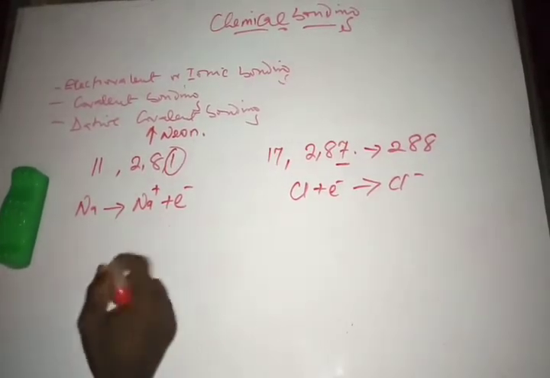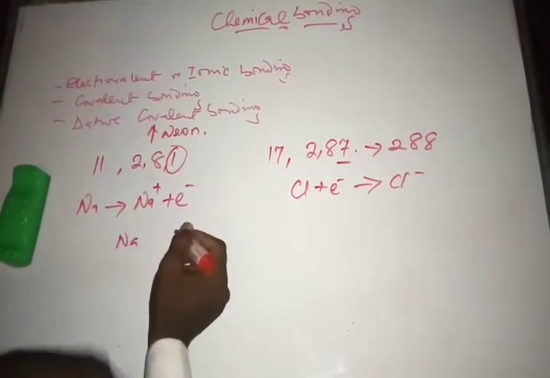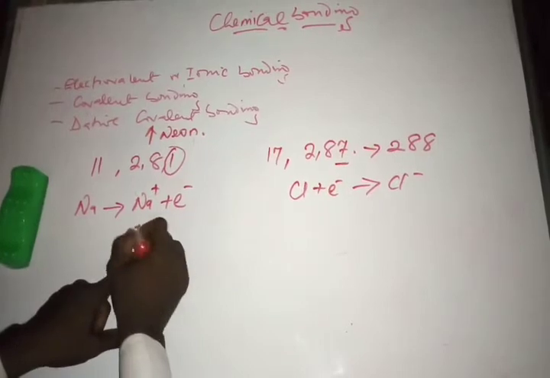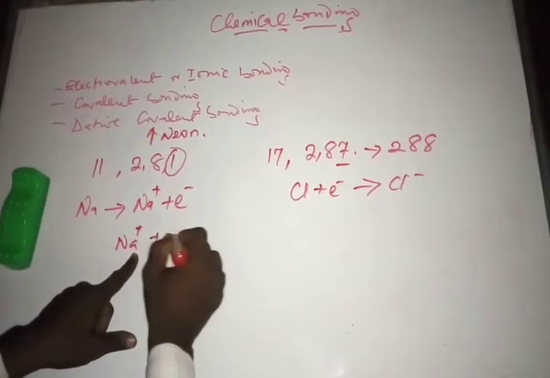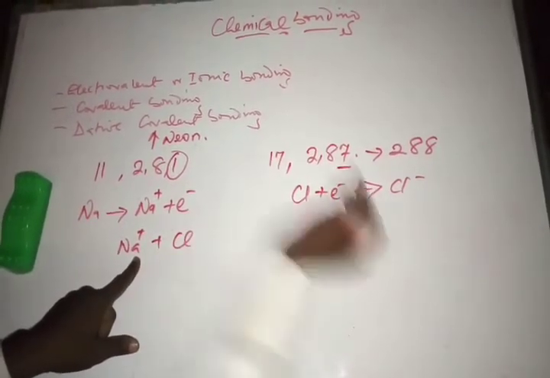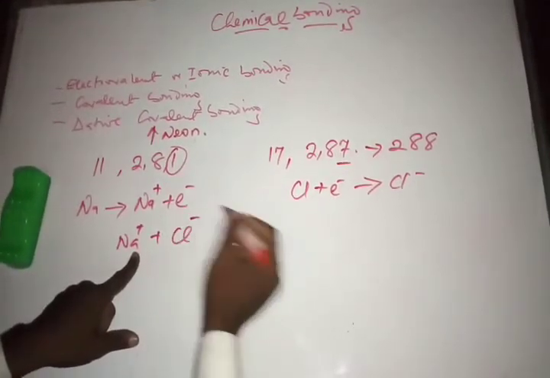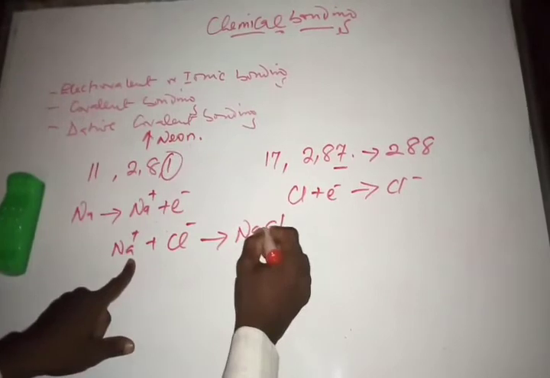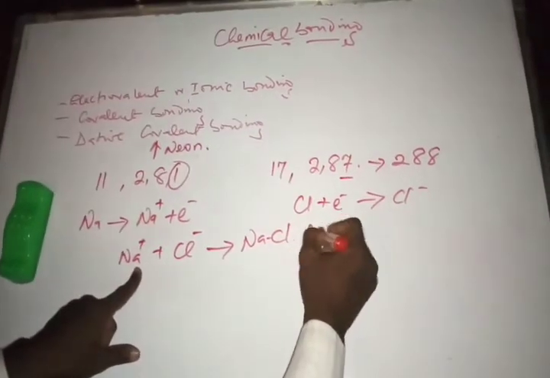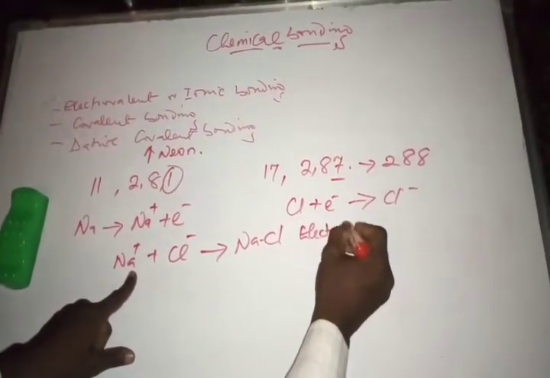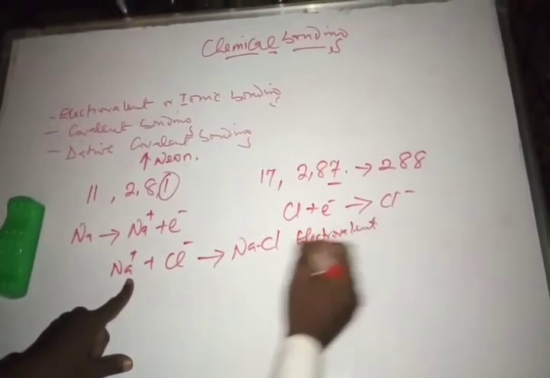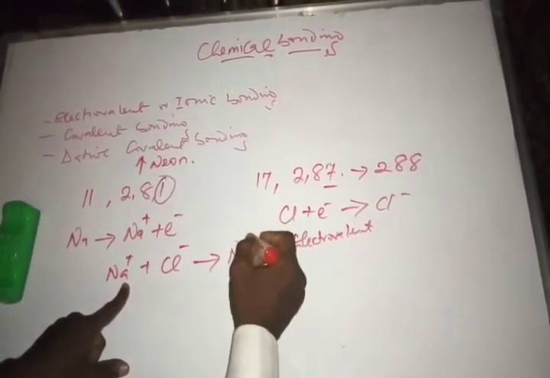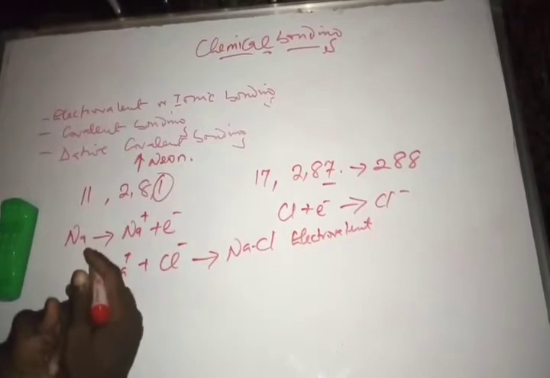Now what happens here is that the sodium, when it loses the electron, it becomes sodium ion. It reacts with the chlorine that gains that electron to become chloride ion, and a bond exists, and that bond is known as electrovalent bond. The bond that exists between the two ions is known as electrovalent or ionic bond.